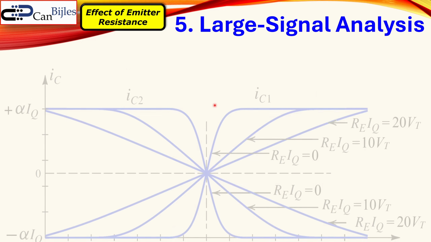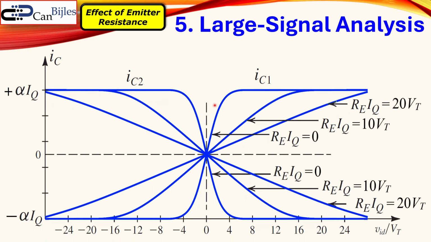Okay, let's continue in this large signal analysis. We will look now at the specific situation for just the currents IC1 and IC2. Here we see the IC1, this curve here, will go down like that. That's for this case where you have no RE. So the RE will be 0 because again, RE times IQ will be 0.